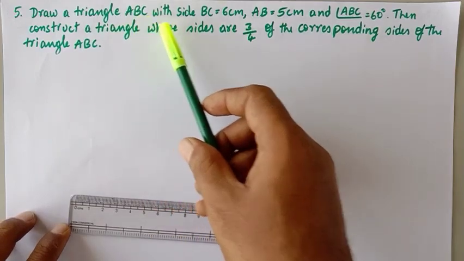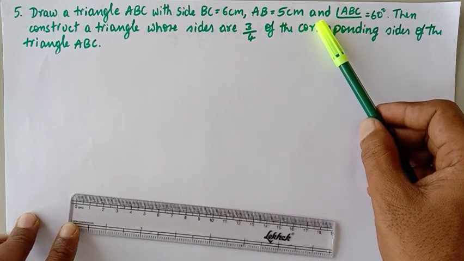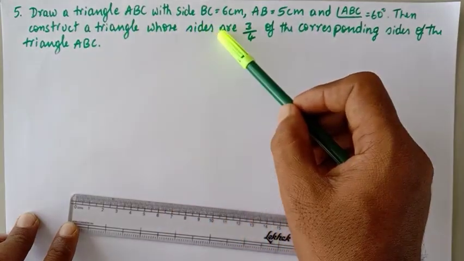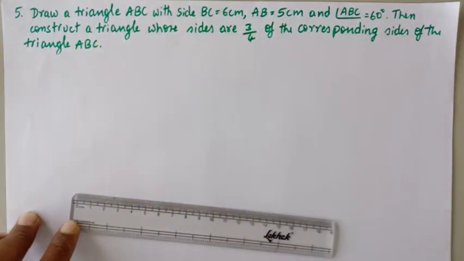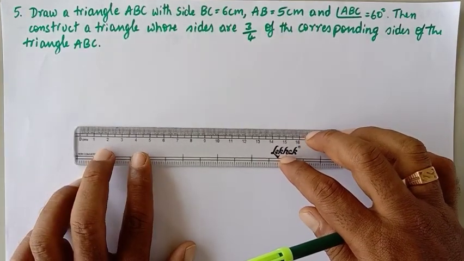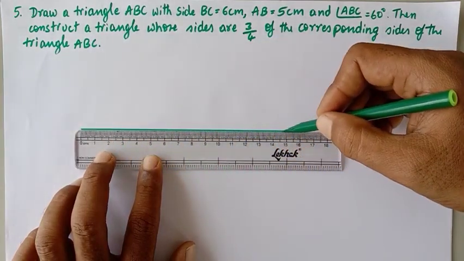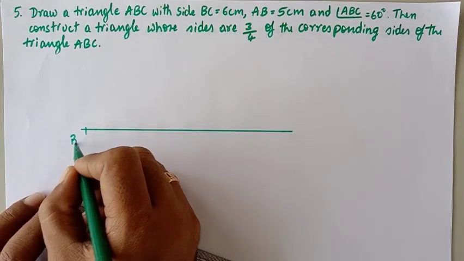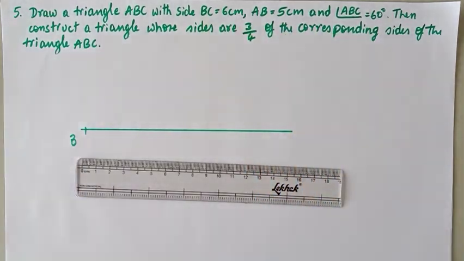Draw a triangle ABC with side BC equal to 6 cm, AB equal to 5 cm, and angle ABC equal to 60 degrees. Then construct a triangle whose sides are 3/4 of the corresponding sides of the triangle ABC. Now let me draw a straight line first, and mark a point B. Let this point be B, and then let me draw a 6 cm line.